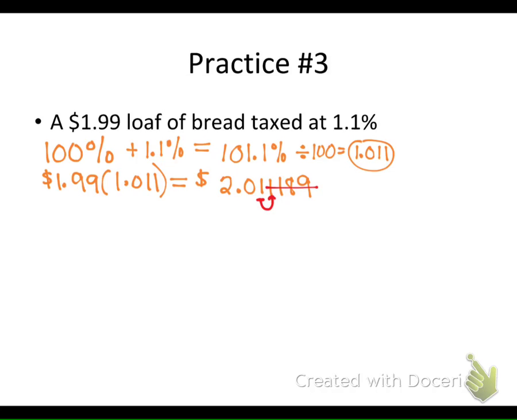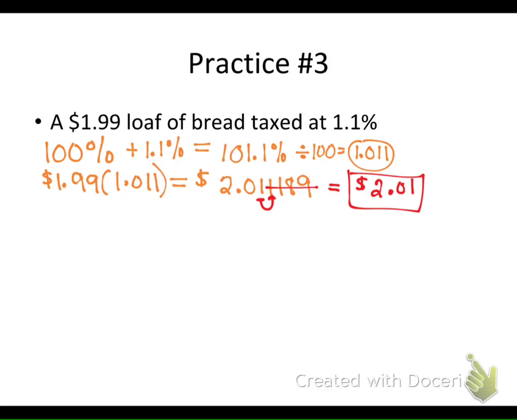I look directly behind that one, though, and I have another one. So is this 5 or greater? No. So the cost of bread is going to be what? $2.01. So I only got taxed 2 cents when there's a 1.1% sales tax. Good.